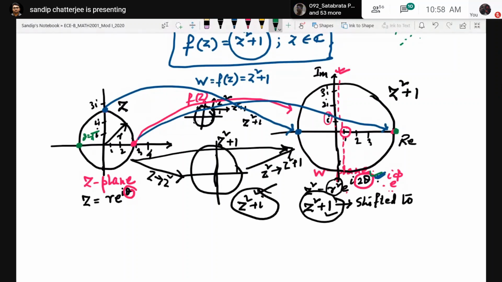Now, if I consider this particular yellow point, can you tell me what is the argument? Roughly, what does it look like? Pi by 4, 45 degrees. So what will be the argument here? Pi by 2. Here it will lie at a point with argument pi by 2.